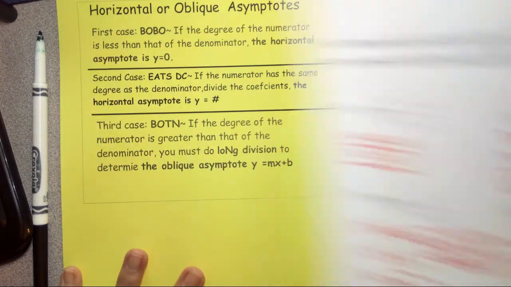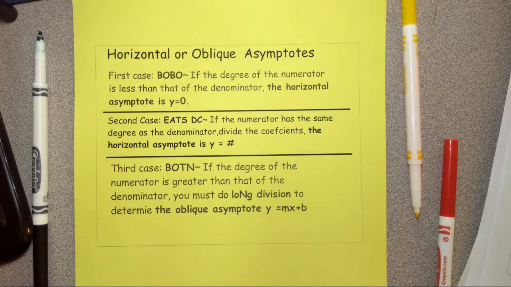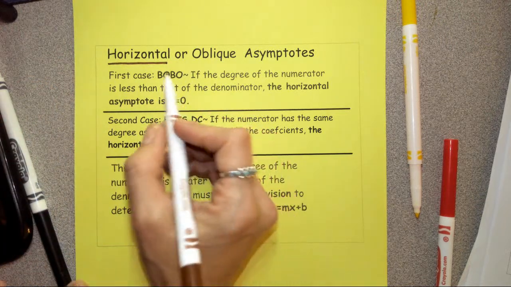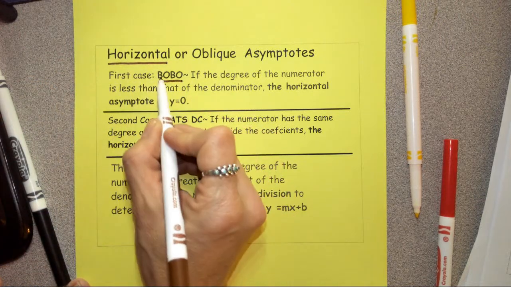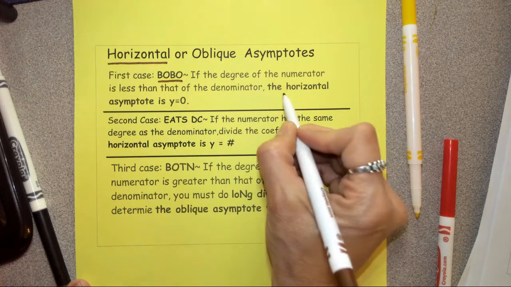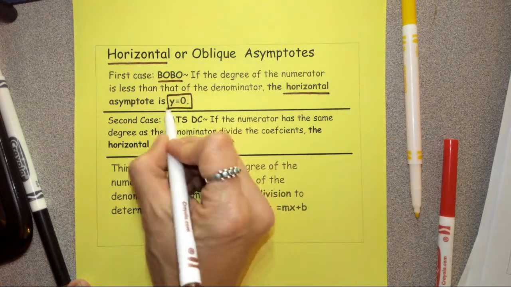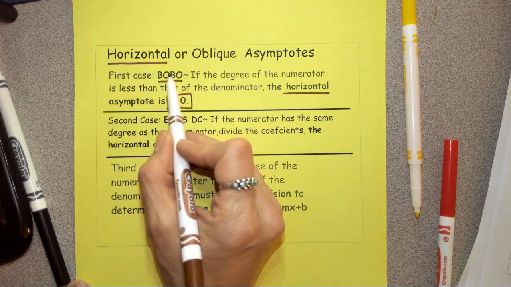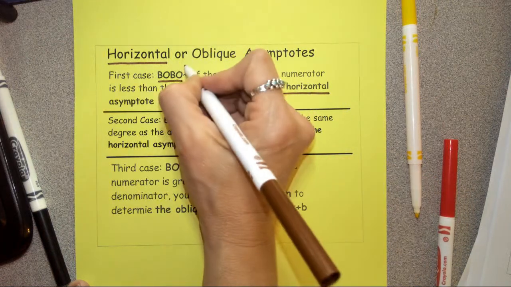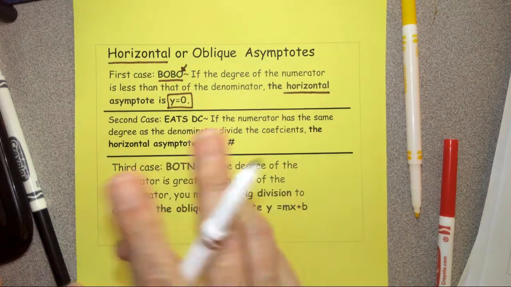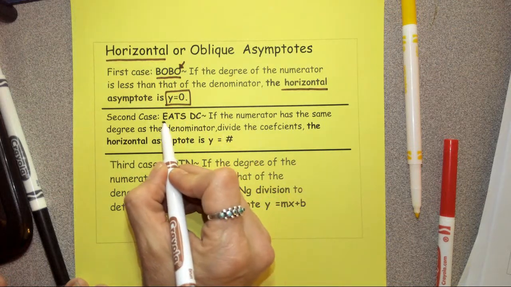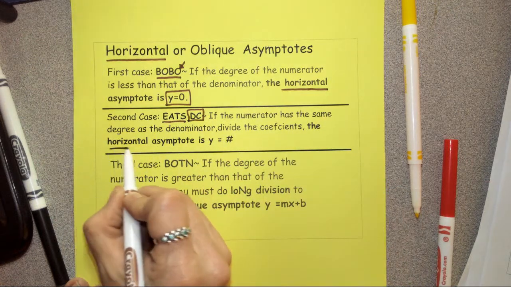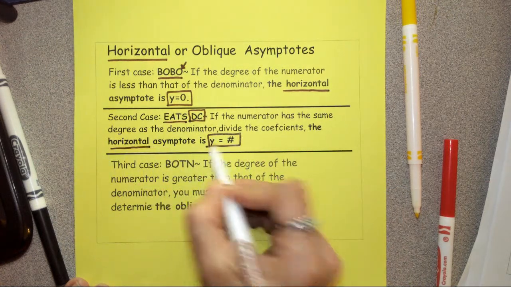The last thing we're going to talk about is how to find horizontal or oblique asymptotes. Okay, a horizontal asymptote can happen in 2 different ways. The first case is our VOBO. If your exponents are bigger on the bottom, you're going to have a horizontal asymptote at y equals 0. So again, we're looking at the exponents. If your exponents are bigger on the bottom, you're going to have a horizontal asymptote at y equals 0. The second case, if your exponents are the same, you're going to divide the coefficients. It'll be a horizontal asymptote at whatever number you get when you divide.